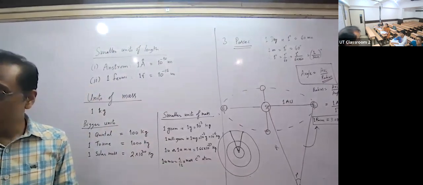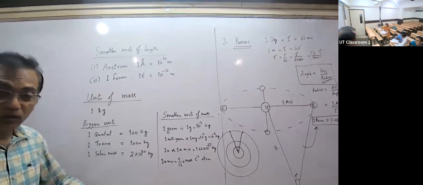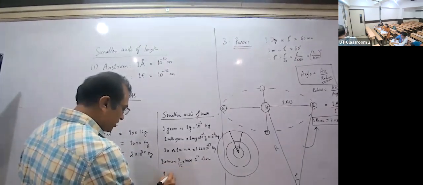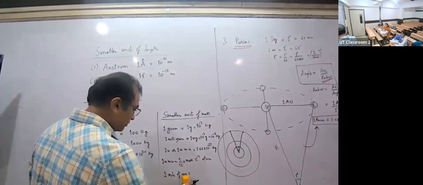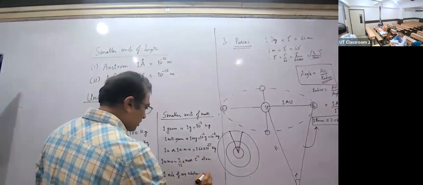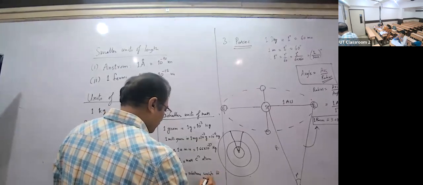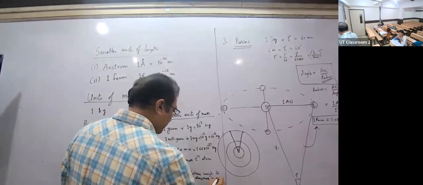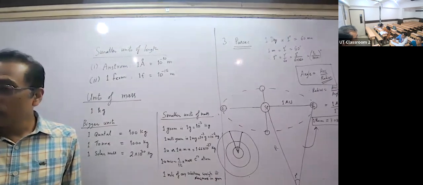And how to find the mass of one carbon atom? For that, you need the concept of mole, amount of substance. What is the relation between the mole and the mass of an atom? You will learn this. One mole of any substance or any element, its mass will be equal to its atomic mass in gram. This is the law.